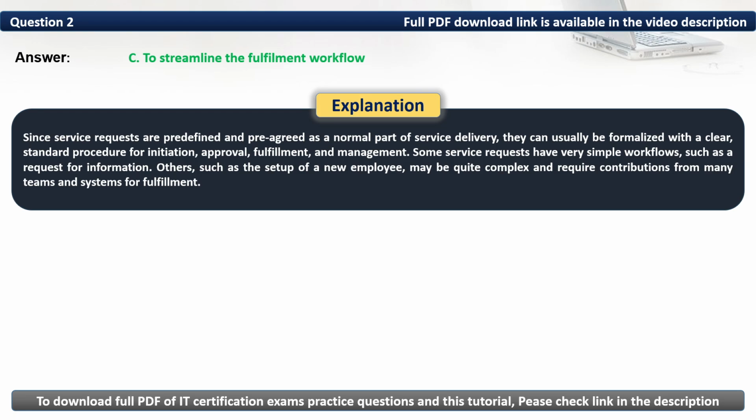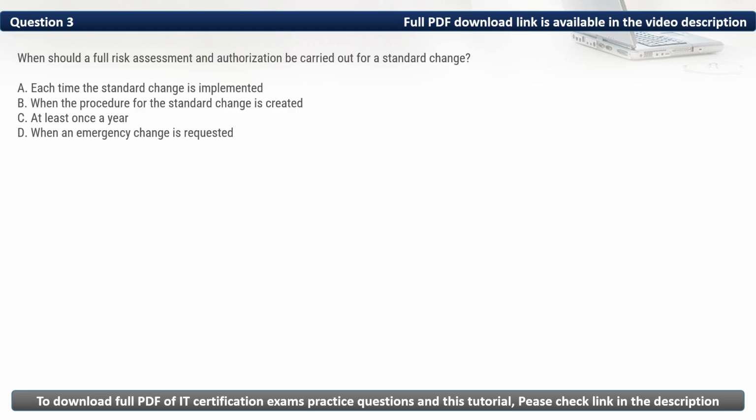Some service requests have very simple workflows, such as a request for information. Those, such as the setup of a new employee, may be quite complex and require contributions from many teams and systems for fulfillment.